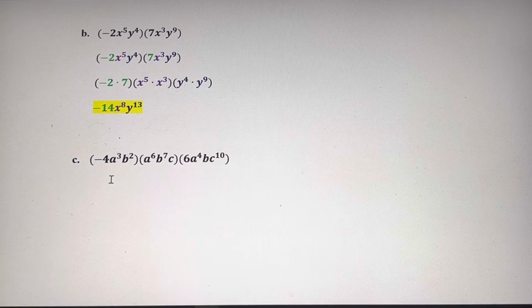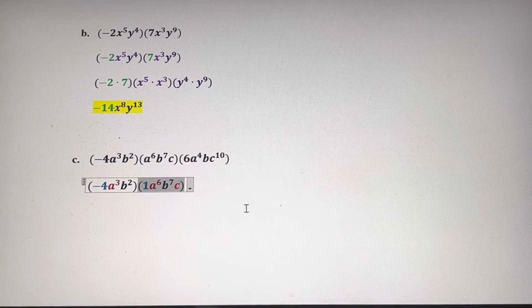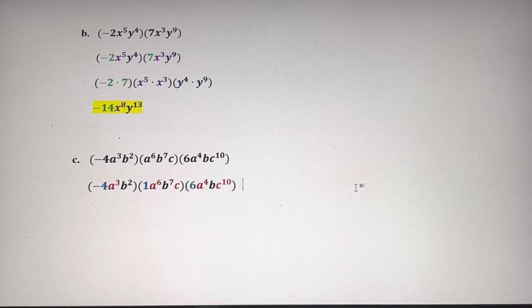All right, so here we've got constants, negative 4 and 6. There's an understood 1 here in front of this a to the 6th. I'll show that in just a second. The a's are present in each of the monomials. The b's are present in each of the monomials. There's no c here, but there is a c term in the second and the third monomial, so we need to deal with that as well. So let's color code everything. Constants, blue, maroon here for the a values, black for the b values, and then the c values are going to be red. Notice I put the 1 in here just so you know it's there.